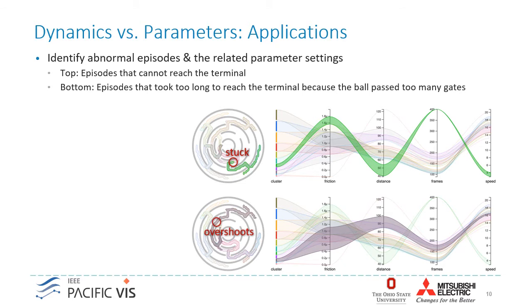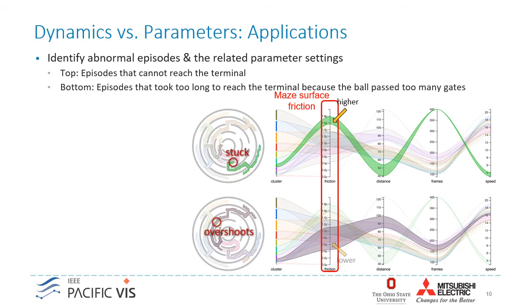Because the ball passed through a gate, we call such a phenomenon overshooting. In the pair coordinate plots, we use the second axis from the left to show the friction value of the maze surface. In the top, we notice that these friction values are high. This means that the ball will be harder to move on the maze.